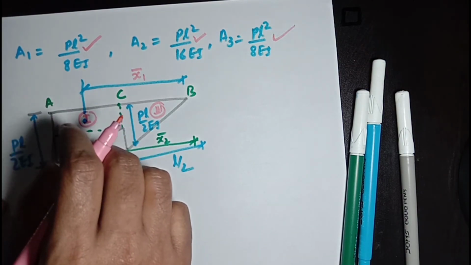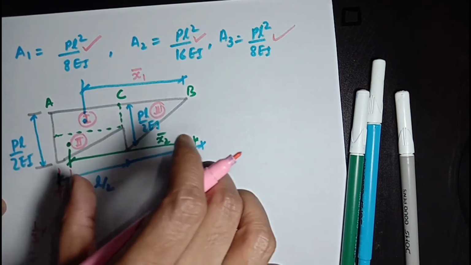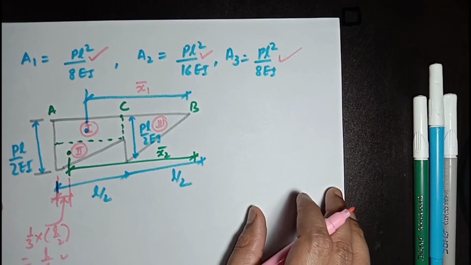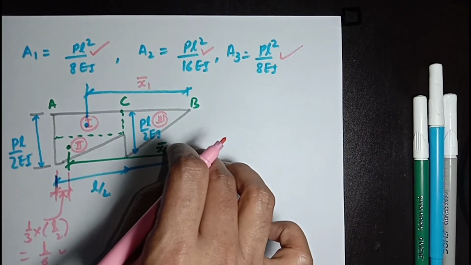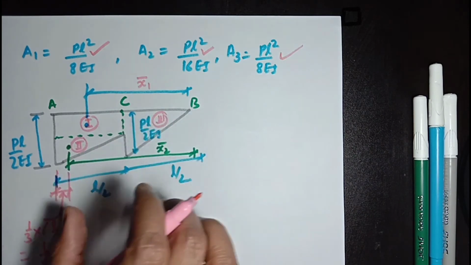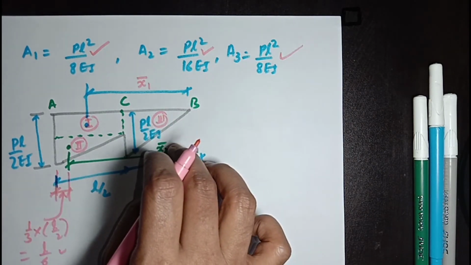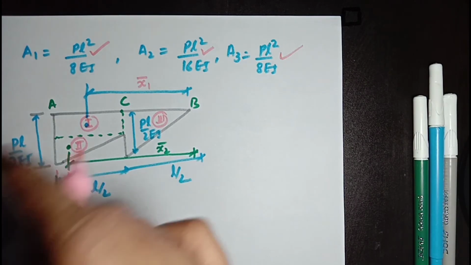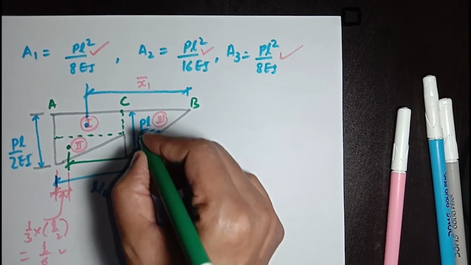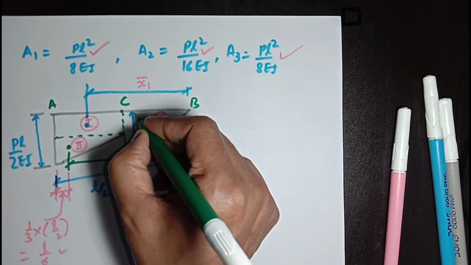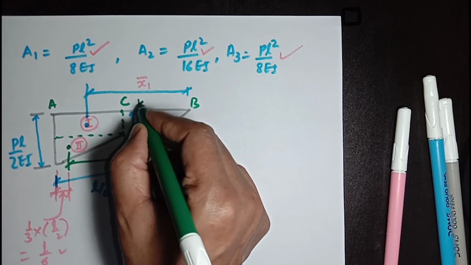From this length the centroidal point will be here, and our centroid, which is the subject of analysis for x2 bar, will be from point B. So the total length L minus L by 6 will give x2 bar, and here it will be the centroidal point of this triangle.